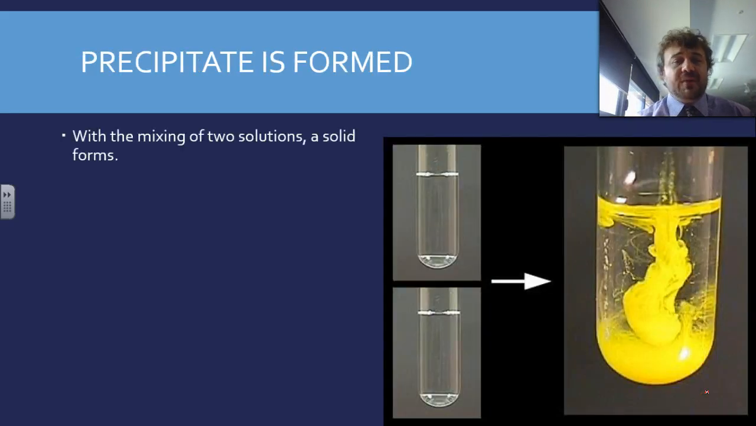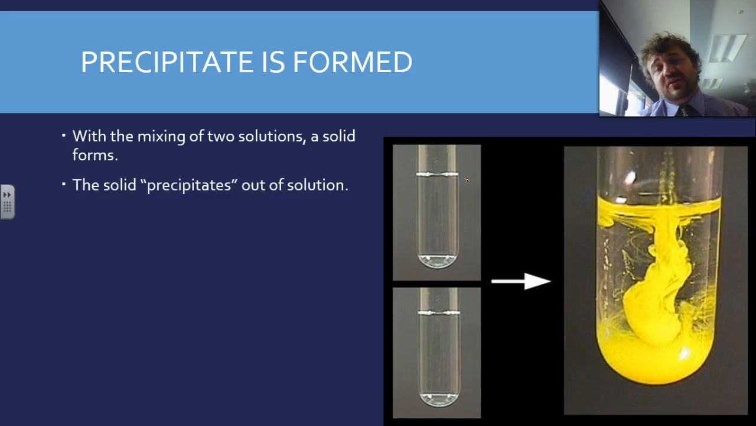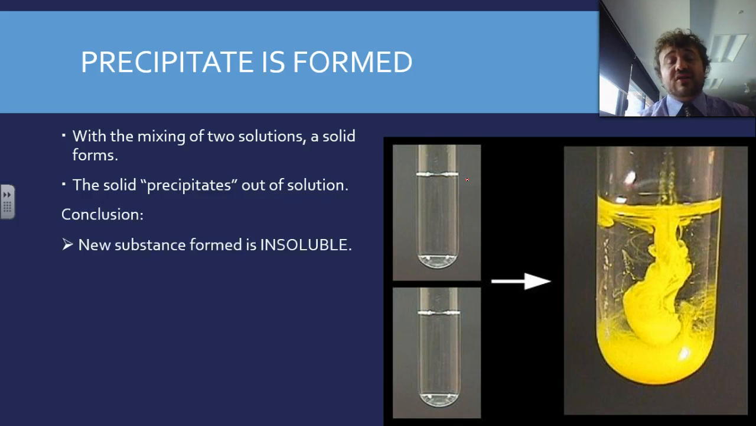Precipitate. All right, cool. So our observation is that when we mix 2 solutions, and we see here they're clear, they're homogeneous, a solid forms. The solid is what we call precipitating out of solution. So, for example, when rain falls out of the sky, it's precipitating out of the sky. So there's a conclusion to be drawn from this, and that is that the new substance formed, and again, here's the key, new substance, is insoluble. So it won't break down into water, it won't break apart, so that it becomes a homogeneous mixture.